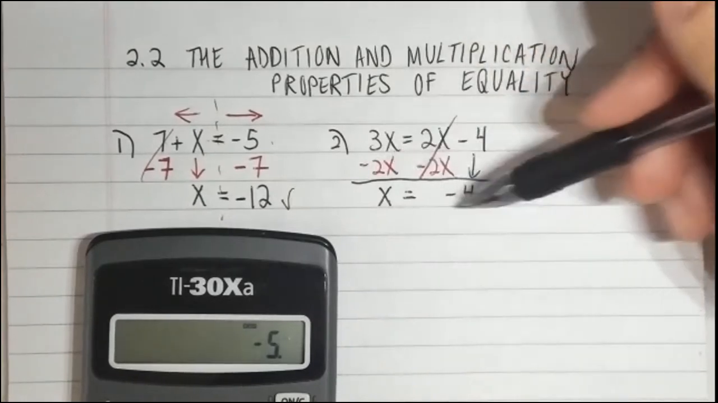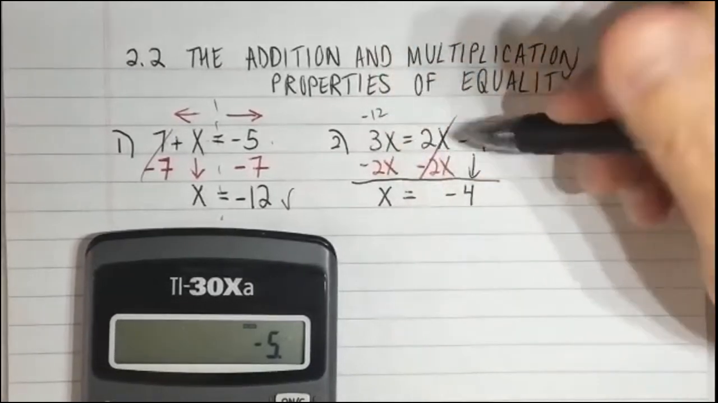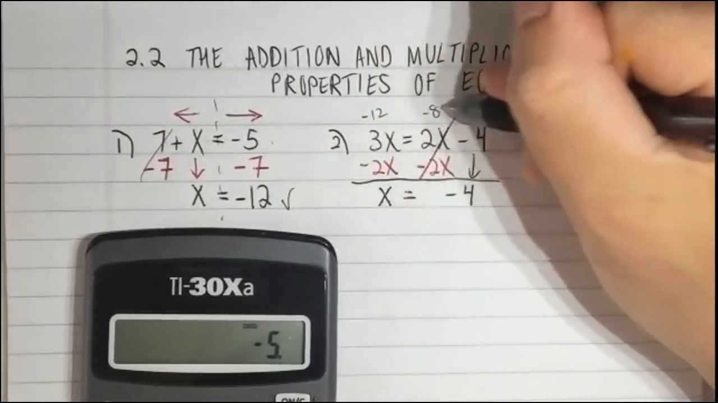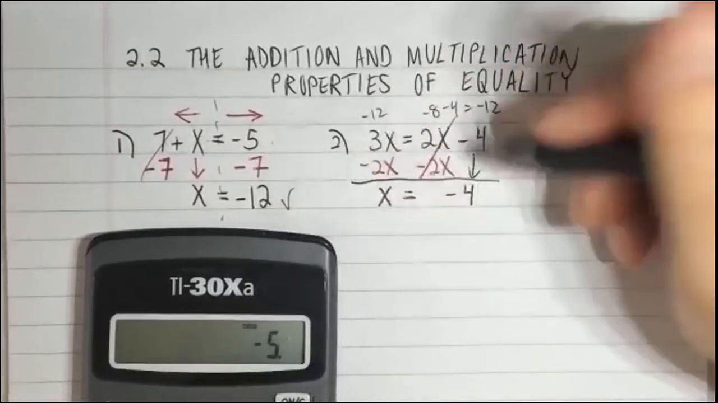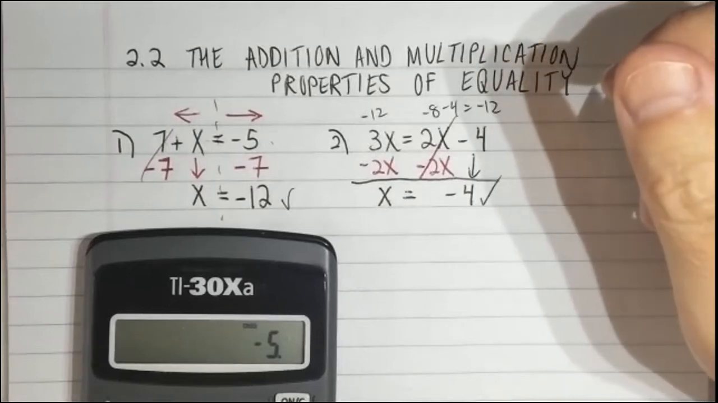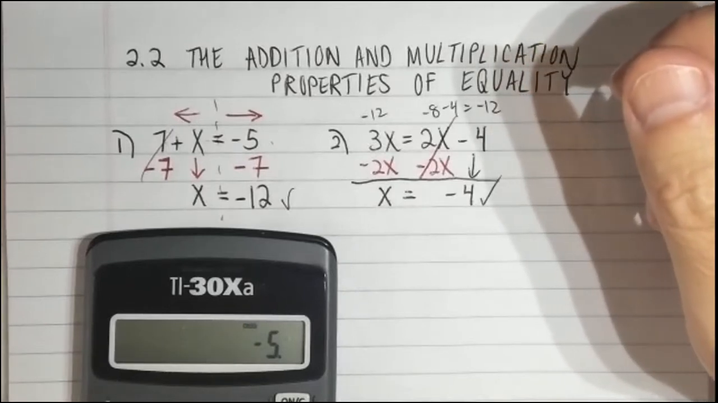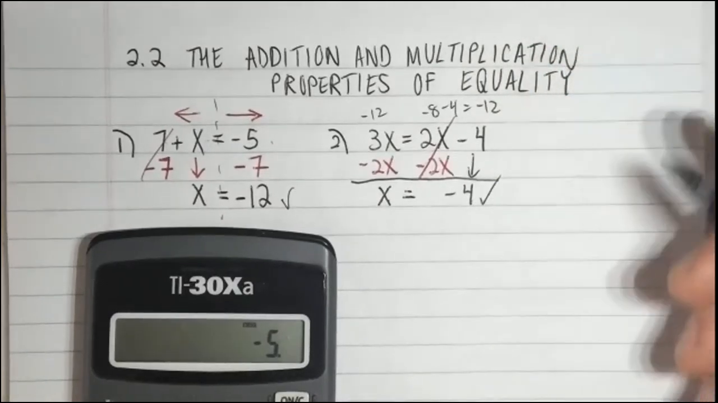Again, you could kind of hard check. 3 times negative 4 gives me negative 12. 2 times negative 4 would give me a negative 8, take away 4, which would also give me negative 12. So I'd have the same value on both sides. We know that that answer is going to work. All right, next example.